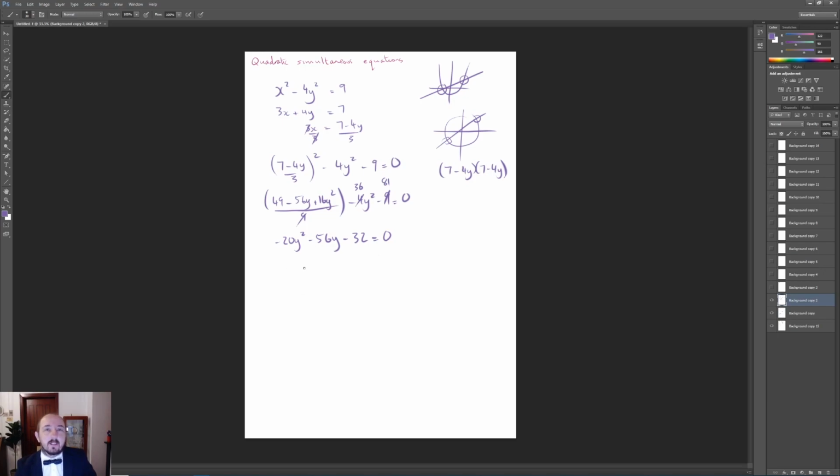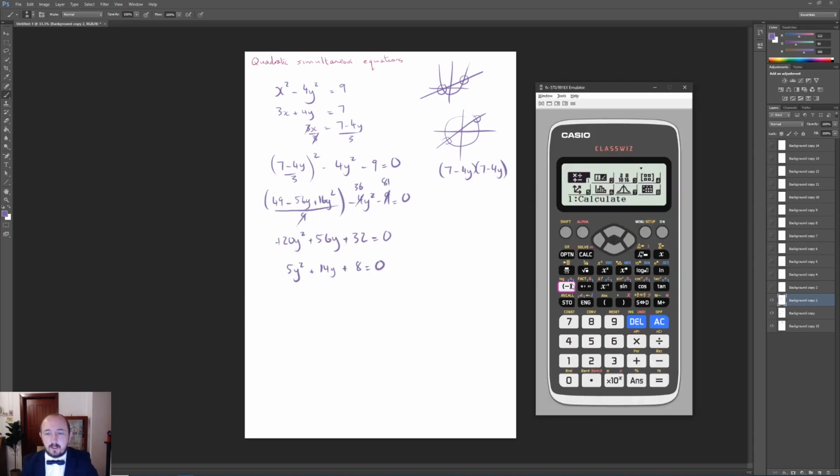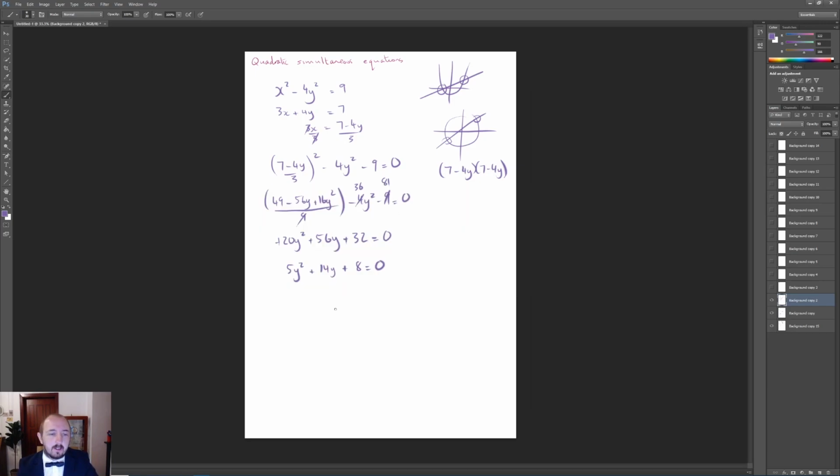I'm then going to rearrange this to make this a positive y squared, so I'm just going to put a plus in front of all of these, and divide by 4 to get 5y squared plus 14y plus 8 equals 0. So when I put that into my calculator for my quadratic here, I got 5, 14 and 8, and I got negative 4/5 and negative 2 as my two values. So I can have y plus 2 and then 5y plus 4 as my brackets. y equals negative 2 and y equals minus 4/5.